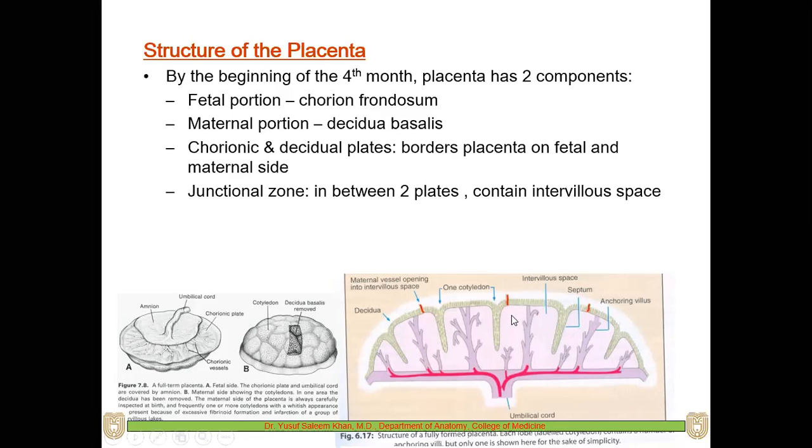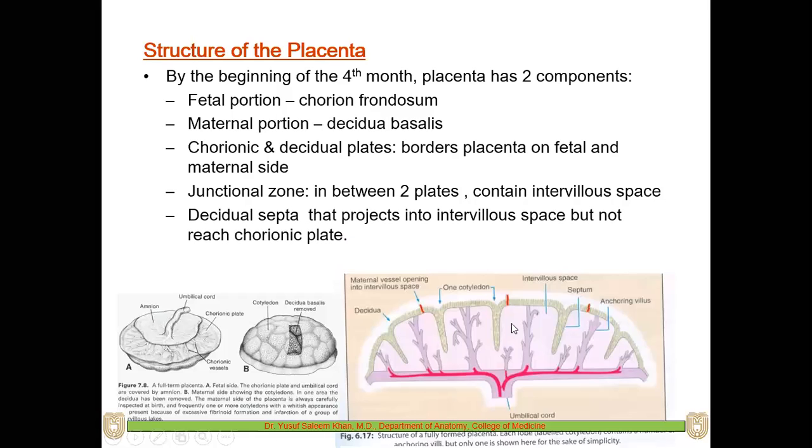If you see here, these are the villi. Now you can see there are small villi and there are big villi. And in between you can see space. This is called the intervillous space, which was initially lacunae. Now it will be filled with blood. Inter means between villi, that's why it's called an intervillous space.